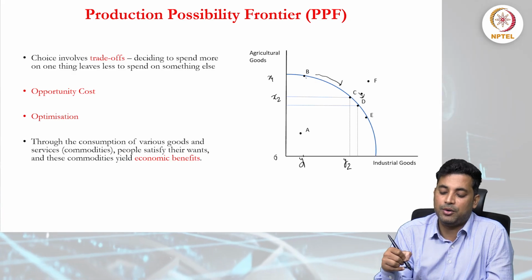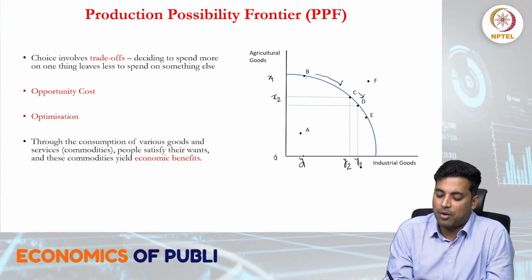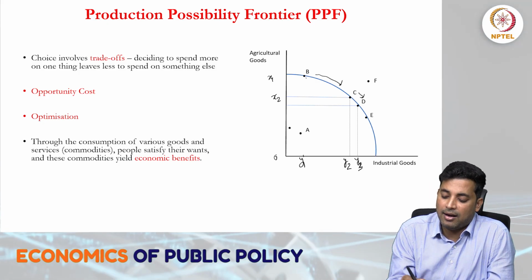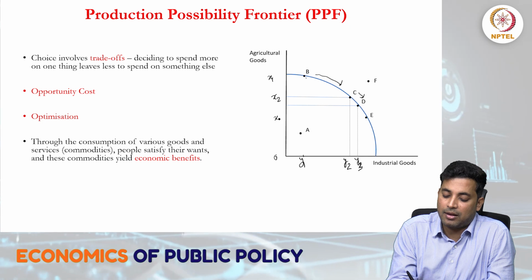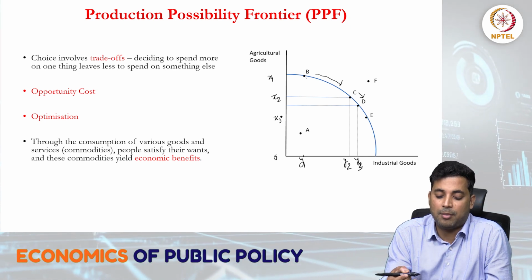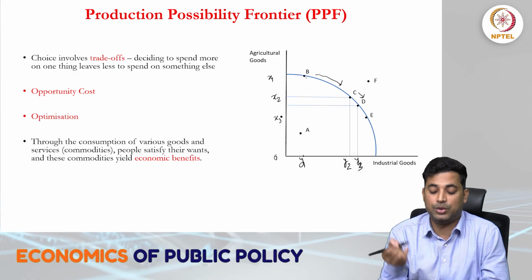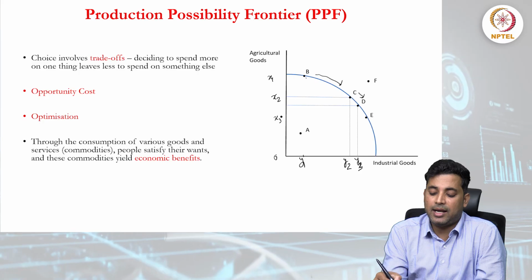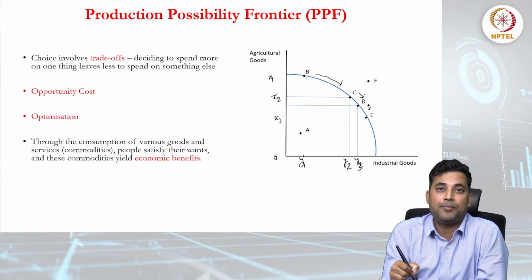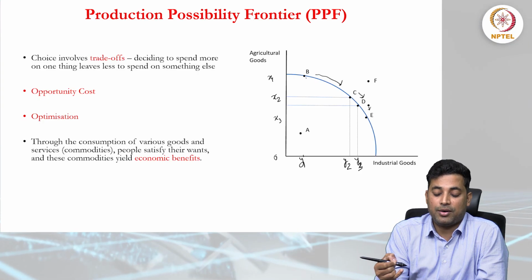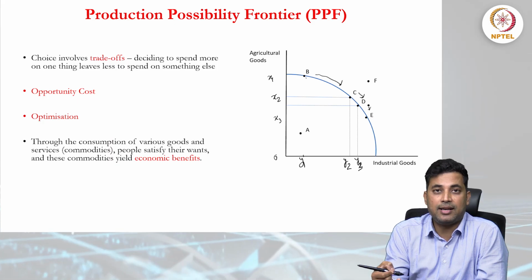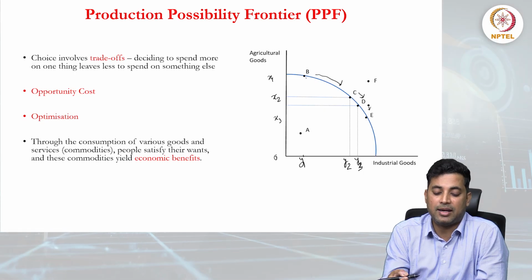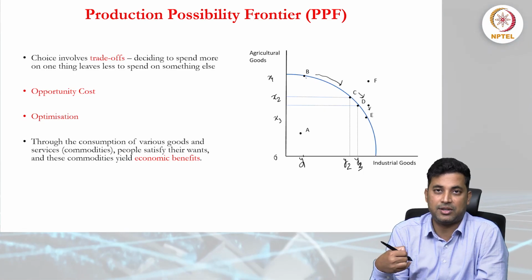Further, if I move to D, here there is a greater amount of industrial goods, say OY3, and a lesser amount of X3 agricultural goods. So at all these points B, C, D and E, countries or producers are having the best combinations, but there is a trade-off between the two commodities, agricultural goods and industrial goods.